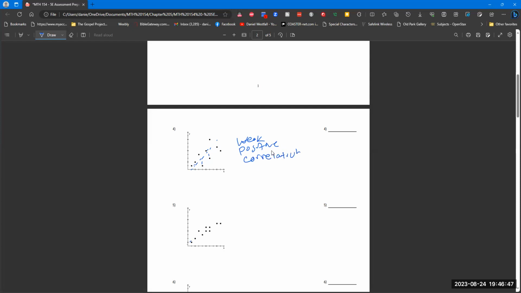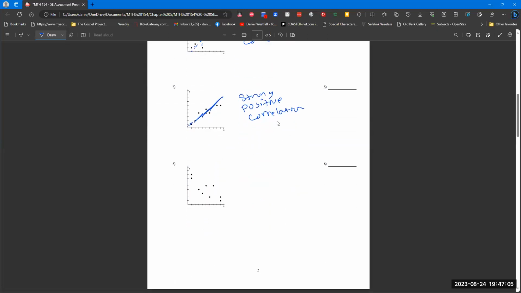But the correlation here is much stronger. And this one is a weak negative correlation.